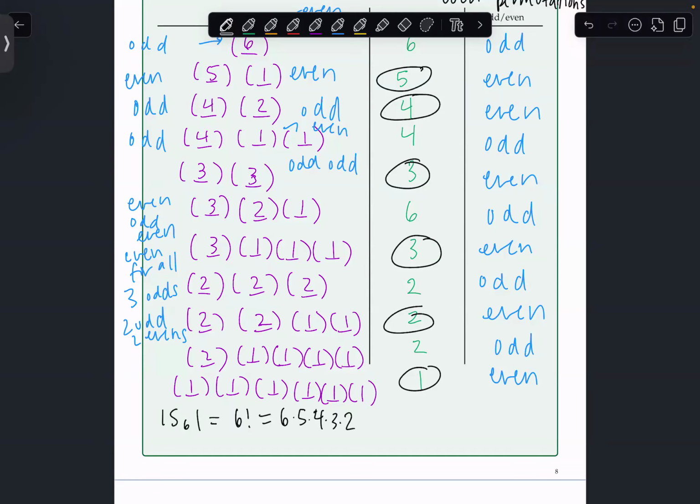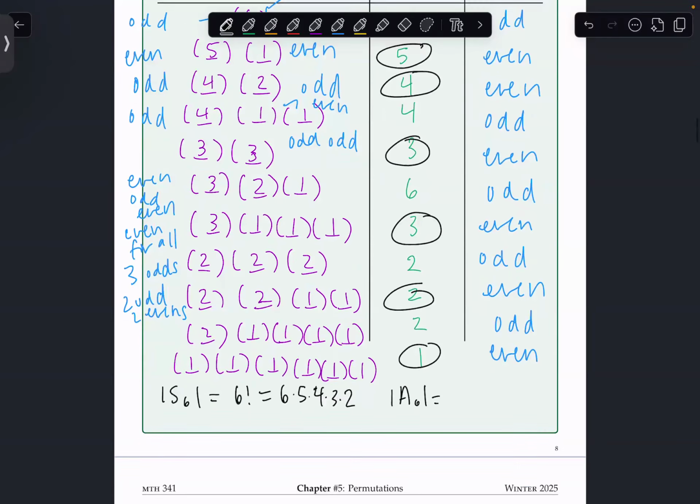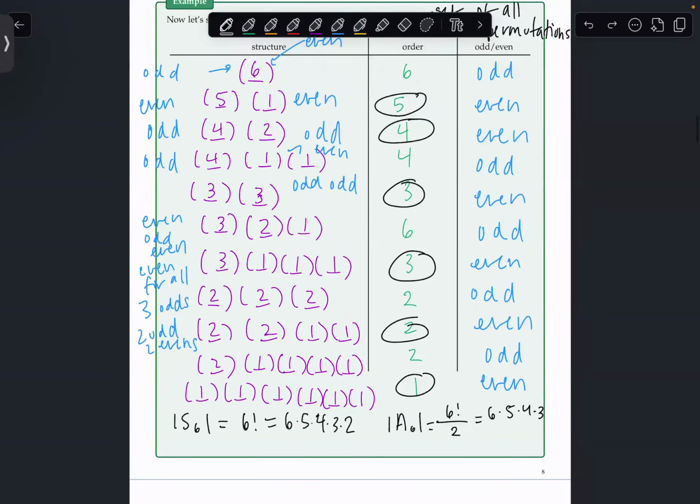And then for my A6, what should I have? Exactly half of these are even, so that's 6, 5, 4, 3, and actually I'll delete the 2 since I'm going to be dividing by 2 here. So in terms of my S6, I have 6, 5, 4, 3, 2, 1 show up as orders.